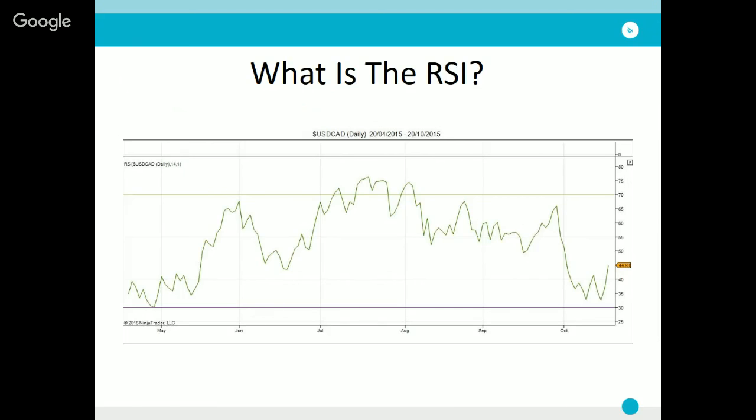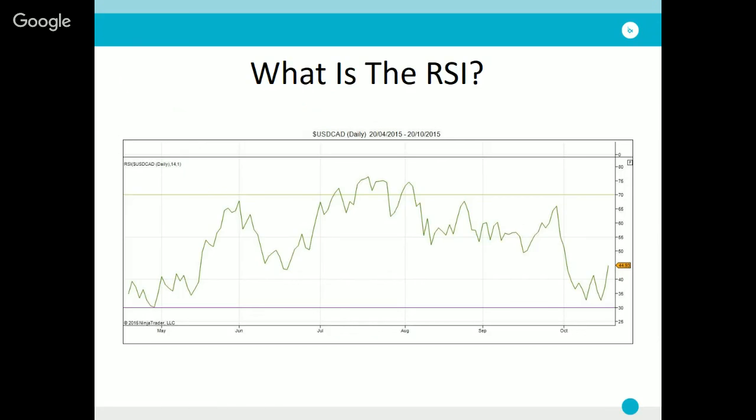Now, changing the period makes the reading more or less sensitive. The further you go back, the less sensitive it is to price, and the shorter the look back period, the more sensitive it is. Again, 14 is the default setting that you'll find with the indicator on most platforms.